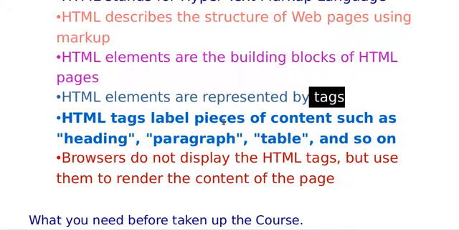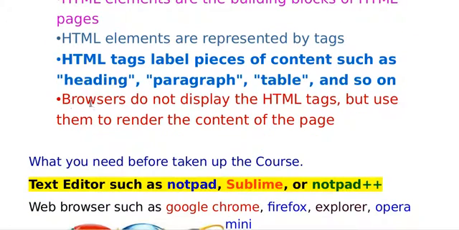HTML tags label pieces of content such as headings, paragraphs, tables, and so on. Browsers do not display the HTML tags, but use them to render the content of the page.